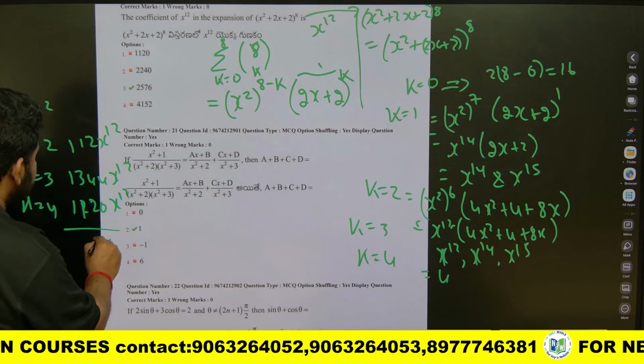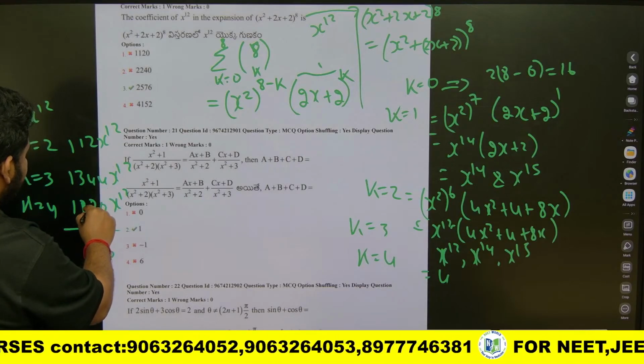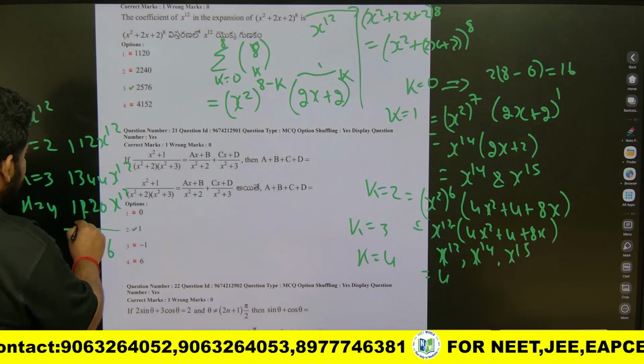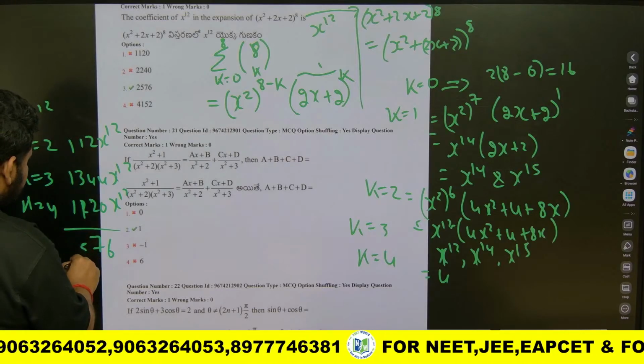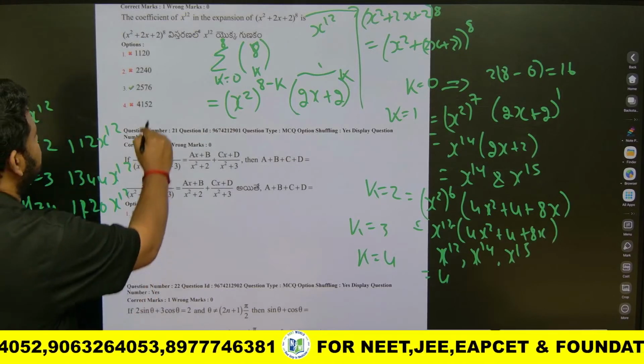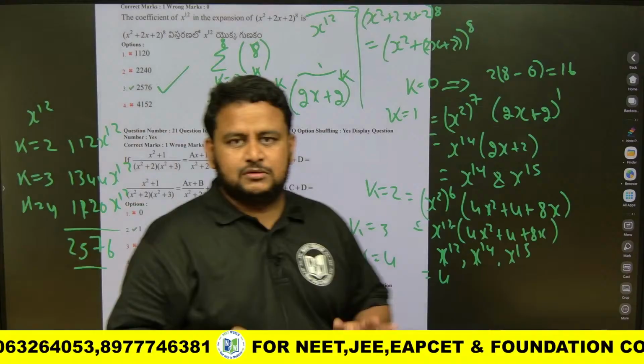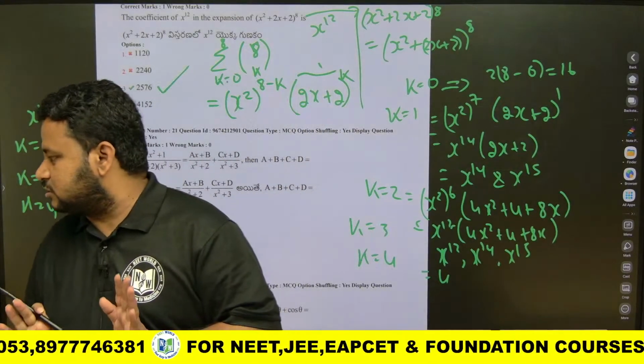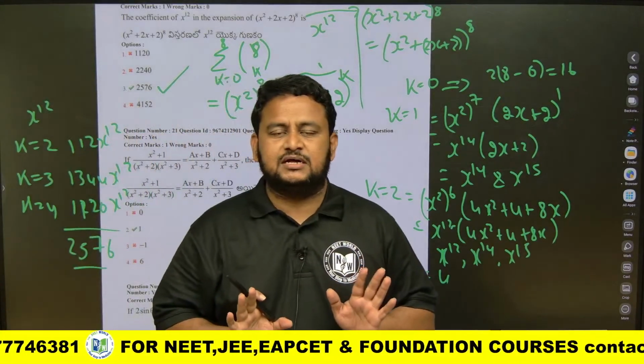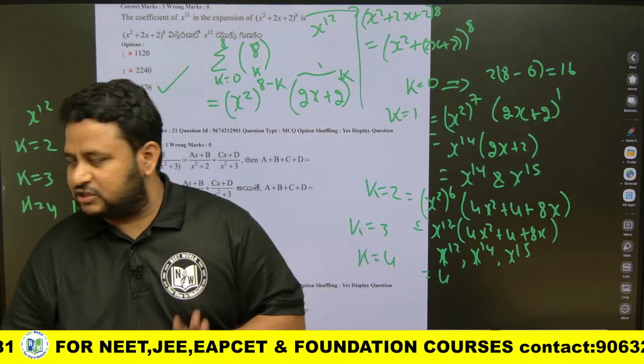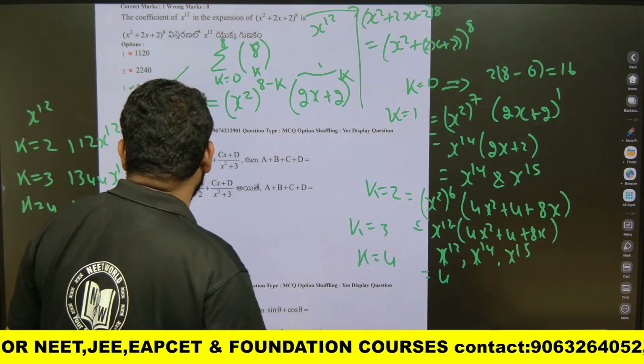4 plus 2 is 6, 6 plus 1 is 7, and this will be 3 plus 2 is 5, so this will be 2576. That is option 3, the right answer to this question, friends. Let us move to the next question.